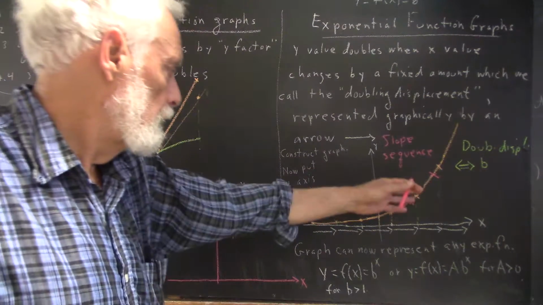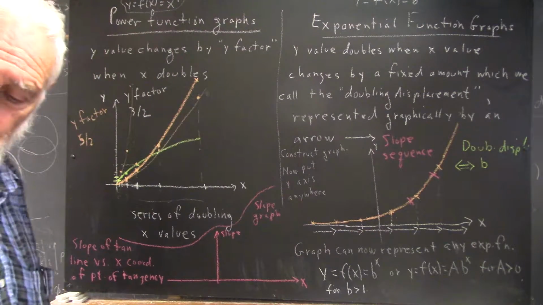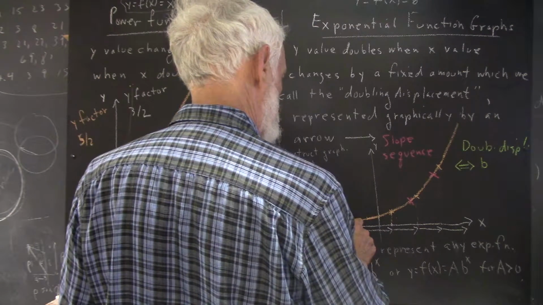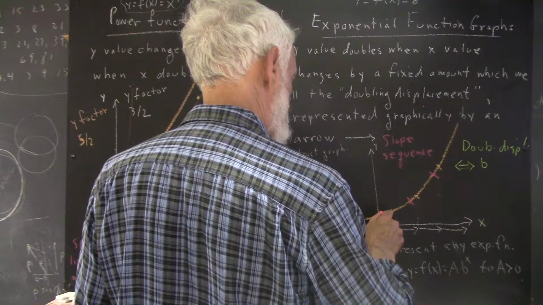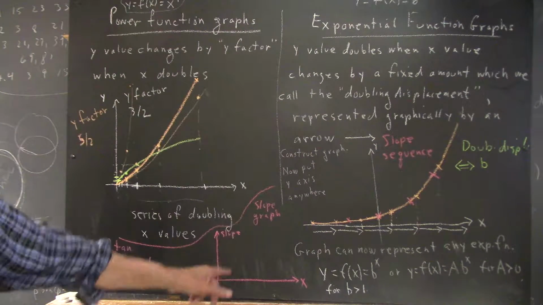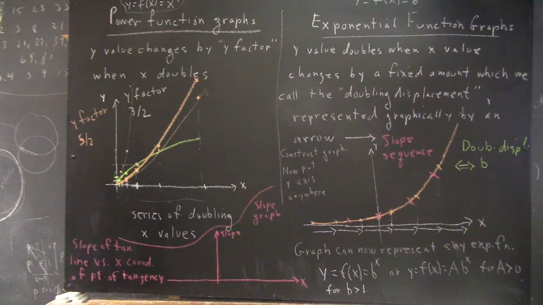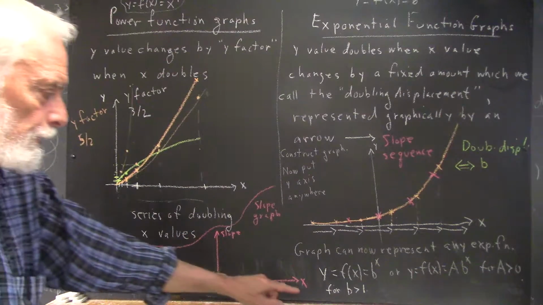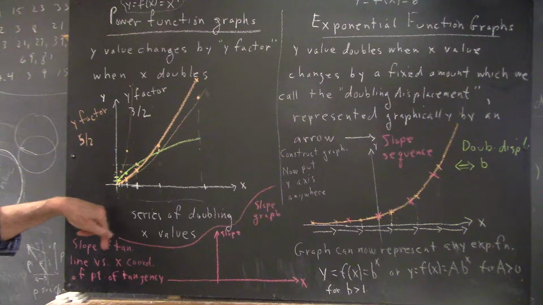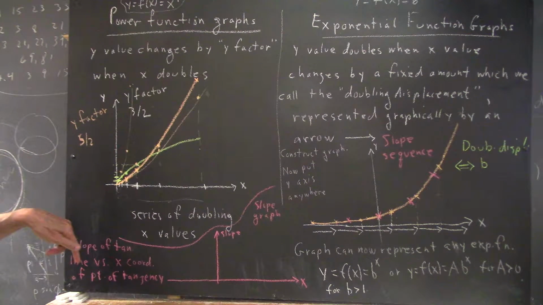Okay, while I have a little bit of room and have this graph on the board, I'm going to construct something I call a slope graph, and I'm going to construct that down here. A slope graph has slope versus x. Now, what could that possibly mean? Well, a little more in detail, I mean the slope of the tangent line versus the x-coordinate of the point of tangency.